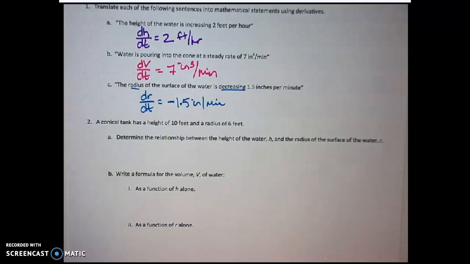And our last problem: a conical tank has a height of 10 feet and a radius of 6 feet. Determine the relationship between the height of the water, h, and the radius of the surface of the water, r. Go ahead and pause the video and write that relationship down.